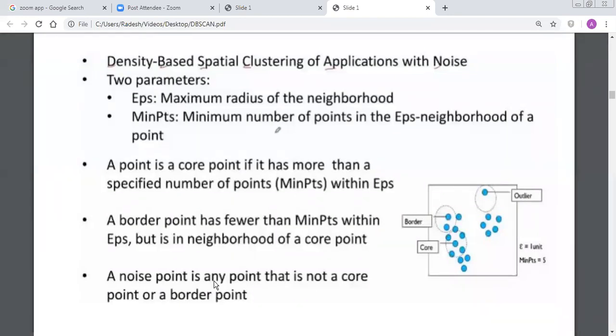Next, a noise point is any point that is not a core point or a border point. So this one existing here, we cannot combine this particular data point with any of the points existing in this region, so it is left out aside. Even though we implement the EPS technique by drawing a circle, none of the points are falling in this region, and none of the points satisfy the criteria of a core point or border point. So it is called an outlier.